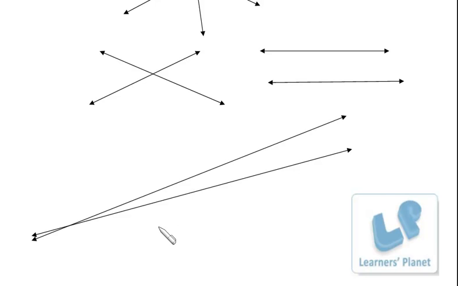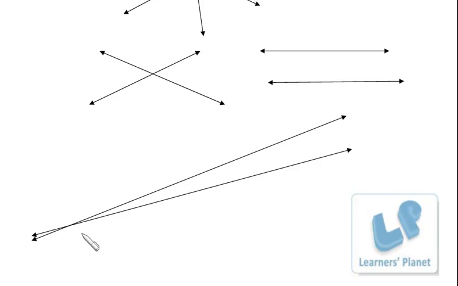Now you can see it very clearly, right? So at this position they seem to be parallel, but they are meeting in the same plane. So these are intersecting lines. That means there is some angle between the two lines. So when there is some angle between the two lines, then the lines are intersecting.